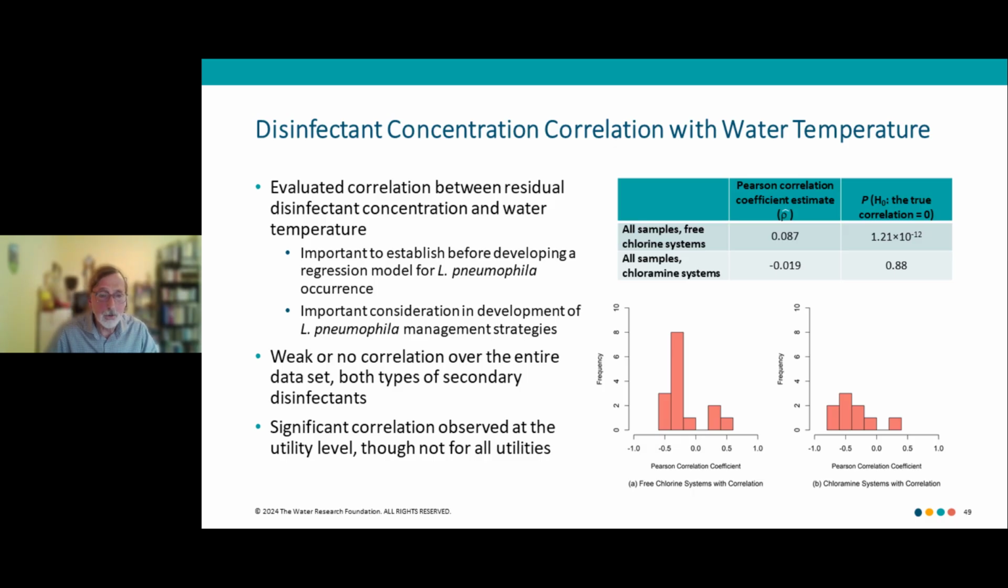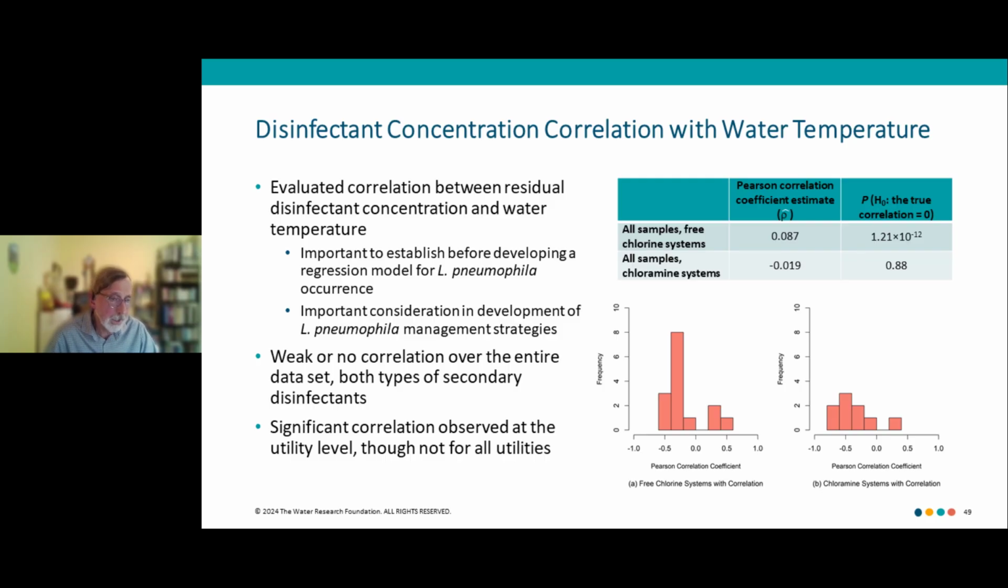The last kind of geeky slide that I need to show before we get into the big punchline for the results relates to disinfectant concentration correlation with water temperature. As I pointed out, temperature and disinfectant are related to each other. So if we're thinking about modeling, we have to ask to what extent are those related to each other, and how does that need to be considered in the model? And if you want the gory details, they're in the report.